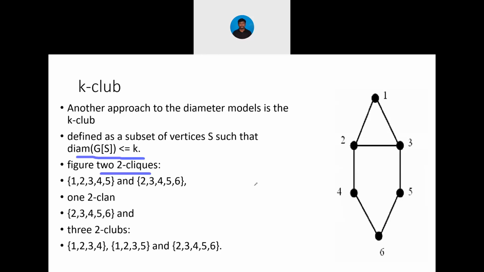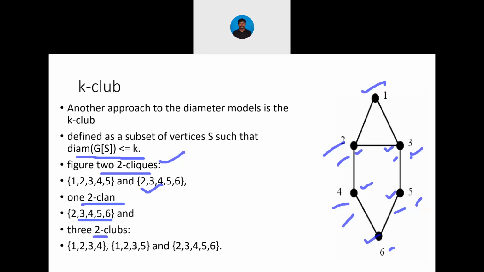In this figure, I am finding the two-cliques, right? What are all the two-cliques here? 1, 2, 3, 4, 5. This is one subgraph, or two-clique, and 2, 3, 4, 5, 6 is another subgraph also called a two-clique, right? Two-cliques and two-clan. What is one two-clan here? 2, 3, 4, 5, 6. This is nothing but a two-clan, right?